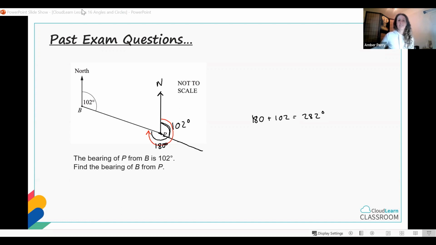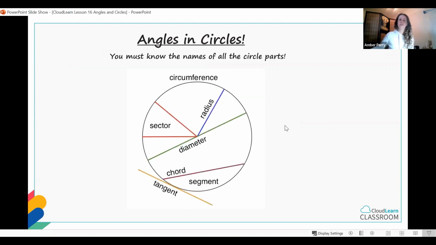The last thing I wanted to do today was just an introduction to circles and angles in circles. The main thing I want is to make sure that when you join me in four weeks' time, because we're missing a session over Christmas, merry Christmas to everybody, by the way, when you come back, I would really like you to have familiarized yourself completely with all of the names of all the circle parts, because we're going to do circle theorems next.